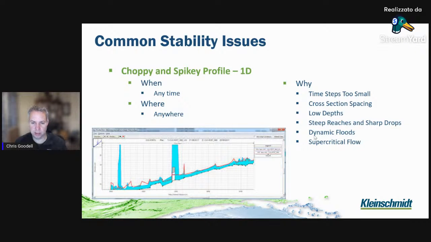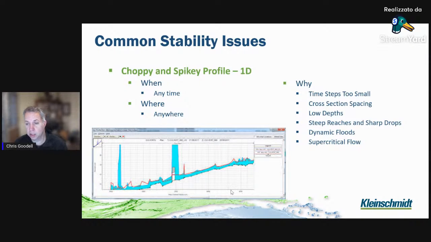Also, dynamic floods. If you're running a very dynamic hydrograph through your system, maybe it's a flash flood or it's a dam break, RAS has a tough time with that because things are changing very quickly and very sharply. And to be able to handle that, you need smaller time steps. You need closer cross sections.